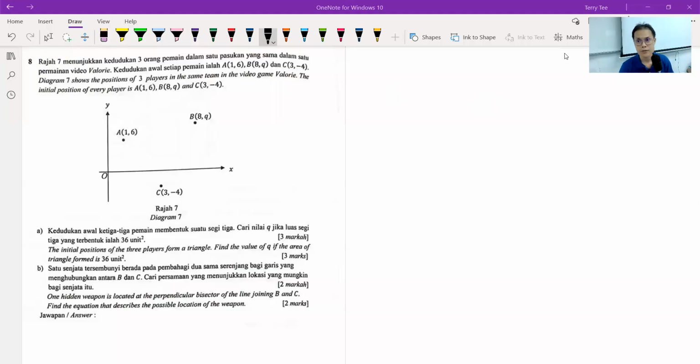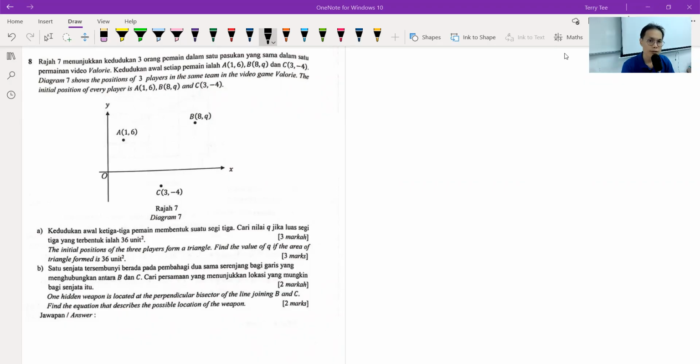Okay, question number 8. This is from Form 4, Chapter 7, Coordinate Geometry. So the diagram shows position of 3 players in the same team in a video game. So the initial position of the players A, B, and C, they are given the coordinate as shown in the diagram. So the initial position form a triangle, find the value of Q if the area of the triangle is 36.